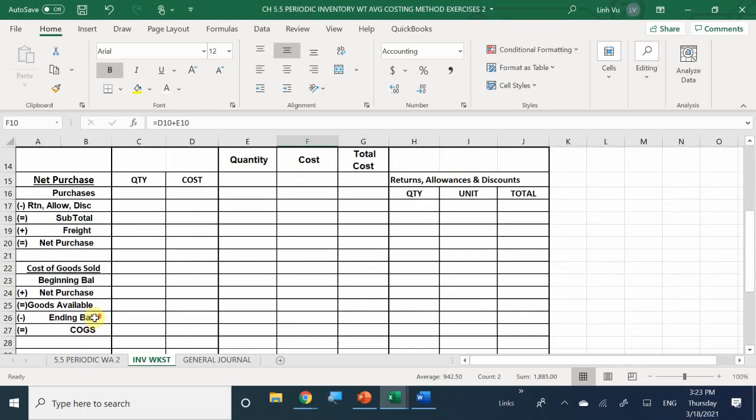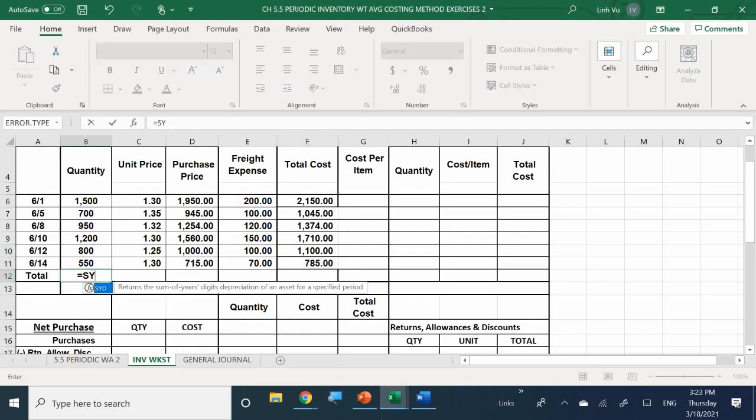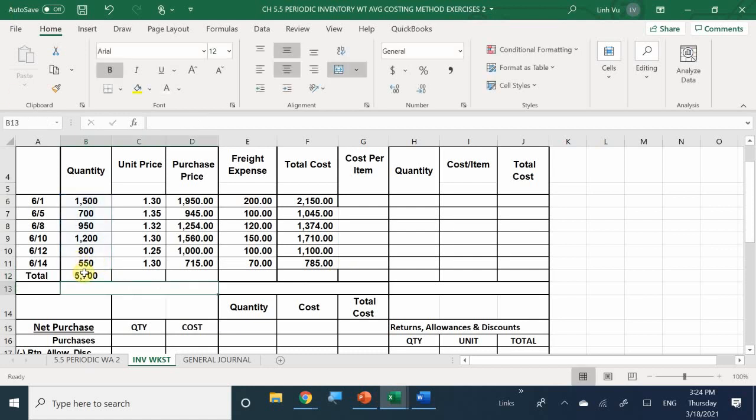Let's go ahead and sum up my columns. 5,700. Okay. What was my total purchases? 7,424. Good. My total freight. 740. All right. And my total cost. $8,164. Excellent. Okay. So now that we have our numbers, what do we do? What do we need to do next?